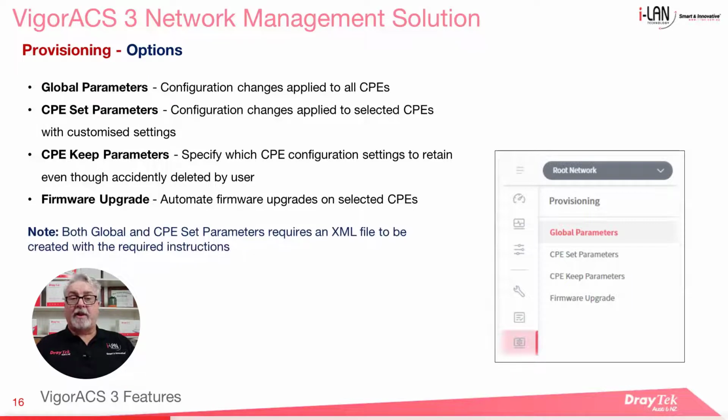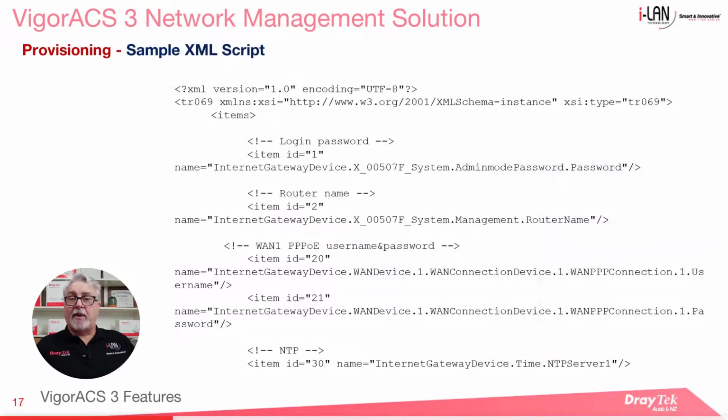As mentioned previously, both global and CPE set parameters require an XML file to be created with the required instructions. Here's a snippet of a sample XML file to give you an idea of what it looks like. In VigorACS 3, the process of creating this file has been simplified compared to what was required when using the older VigorACS SI software. We'll get into this in more detail in an upcoming webinar.